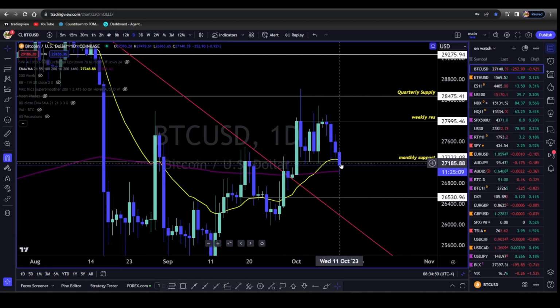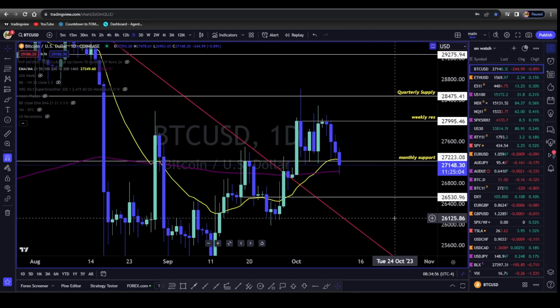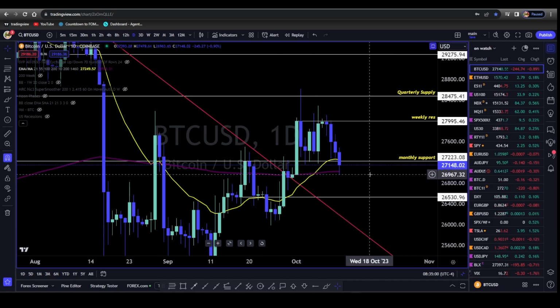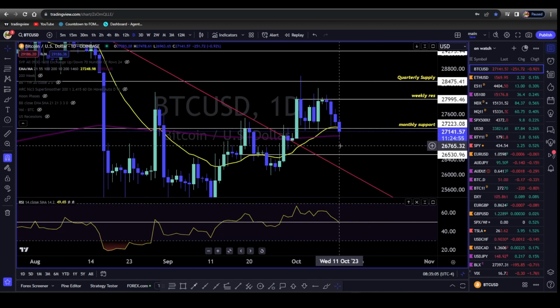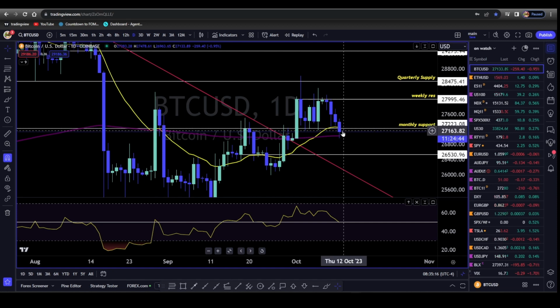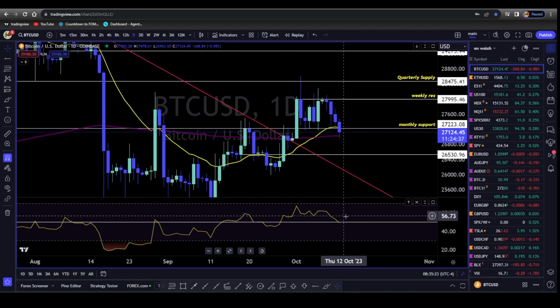And if you do close anywhere under that monthly support level, you will also be closing back under the daily 21 exponential. But the daily 200 exponential is coming in right there. Also, this low test was a perfect test of the 50 on the RSI. So the hope is not gone yet. Obviously, for bullish hopium, if you still have any, it would be that it's testing the 200 and it's testing the 50 and it's going to bounce.